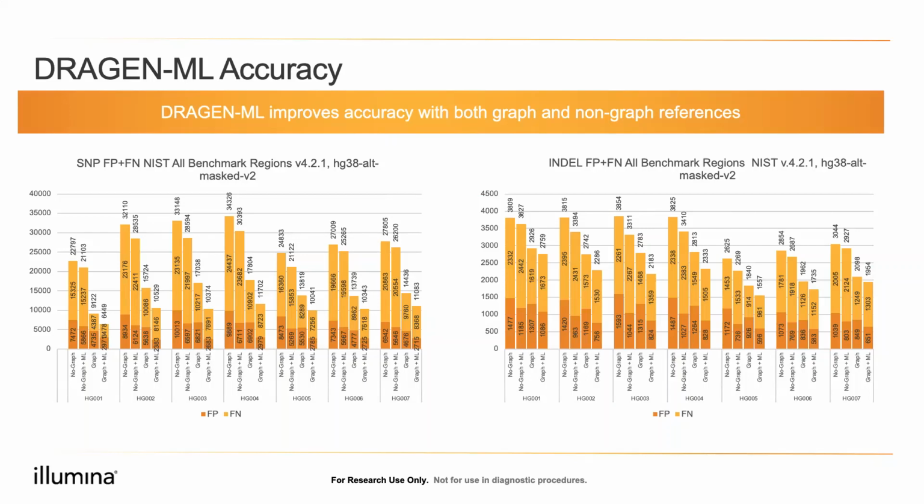So here, I know there's a lot of data shown, but we're looking at SNPs on the left and indels on the right, and we're plotting false positives and false negatives as measured against a truth set, the NIST 4.2.1, not to be confused with the 4.0 software version of DRAGEN. And you can see across a range of samples, HG001 to HG007, that enabling machine learning reduces the number of false positives and false negatives for both non-graph references as well as graph or multi-genome references.